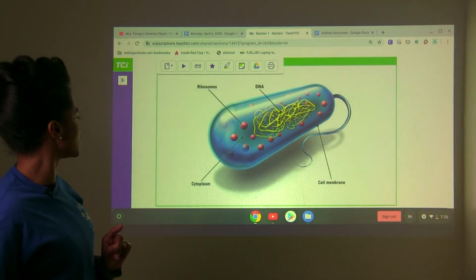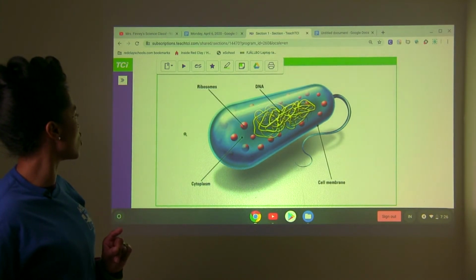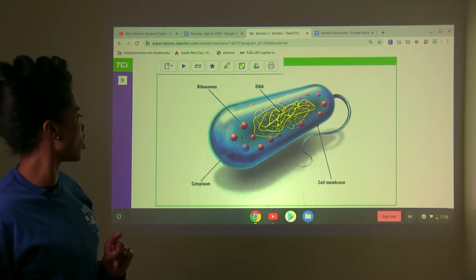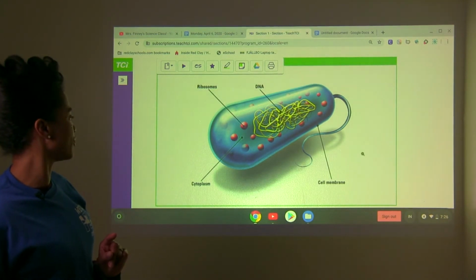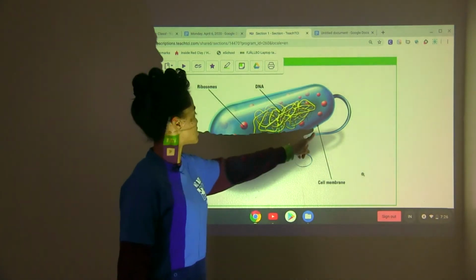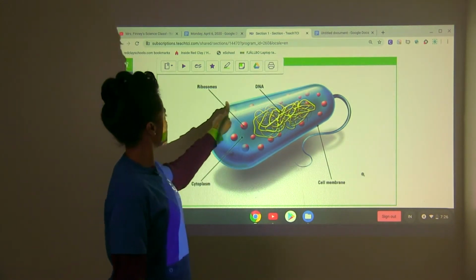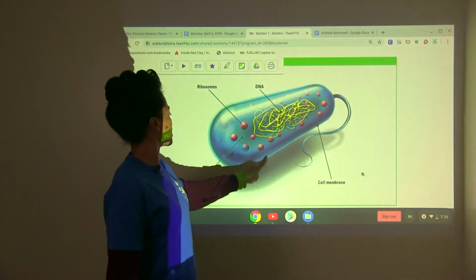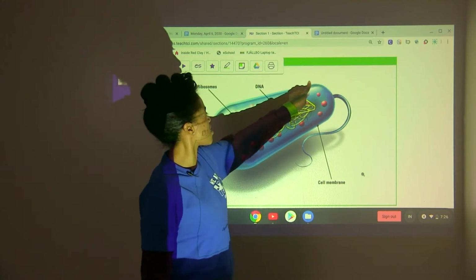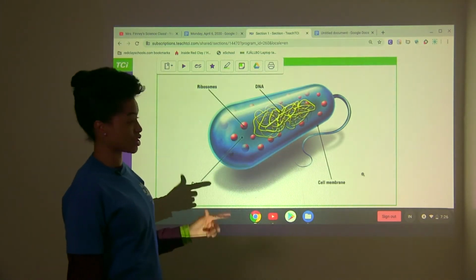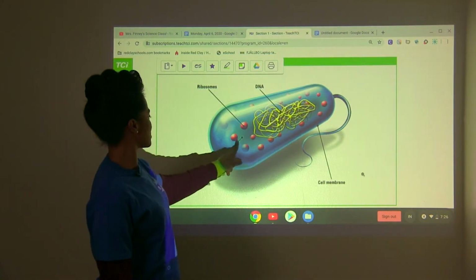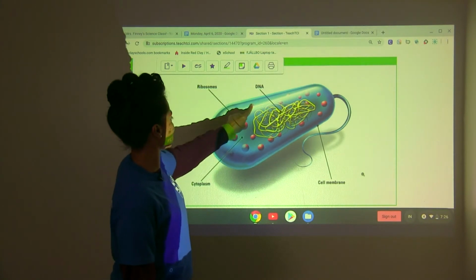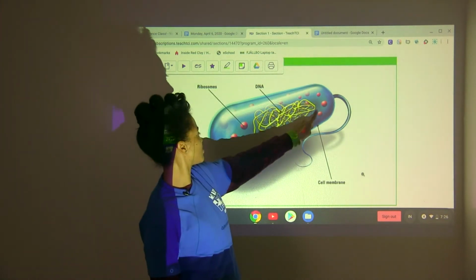And I want you guys just to look, now that we know what these parts do, take a look at where they are inside of a bacterial cell. Okay, so here we have the cell membrane. It protects, and decides what goes in and out of the cell. Okay, cell membrane, right? We have the cytoplasm, the gel-like substance, right?